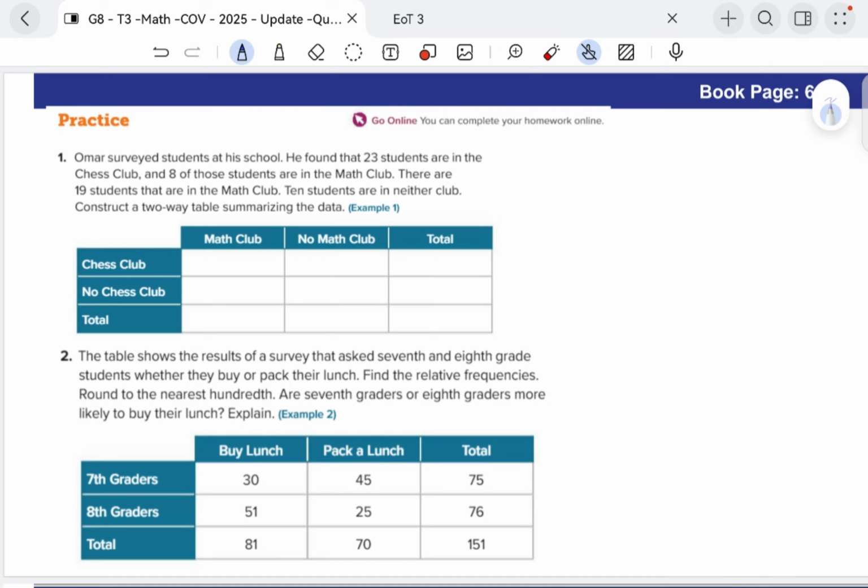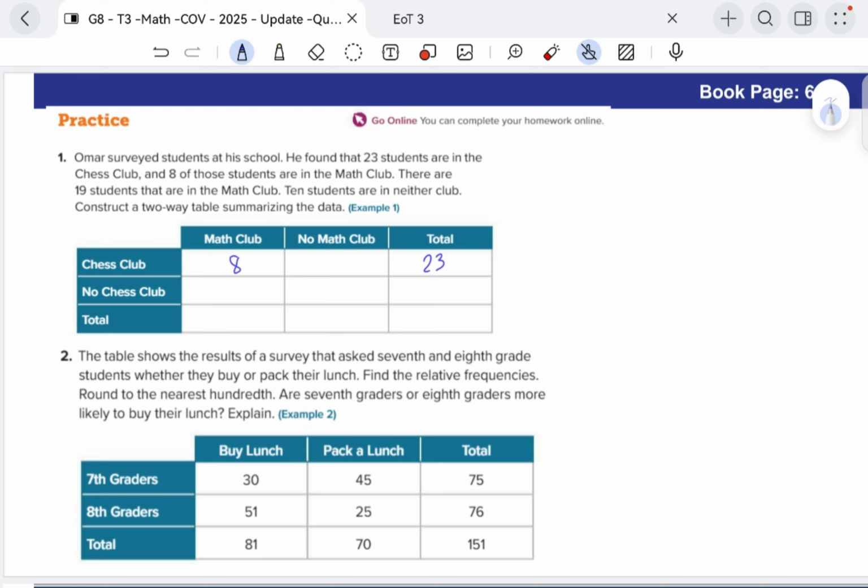Now for question number 1, it says Omar surveyed students at his school. He found that 23 students are in the chess club. So the total number of students in the chess club is 23. And 8 out of the 23 are in the math club. So we have 8 are in the chess club and in the math club.